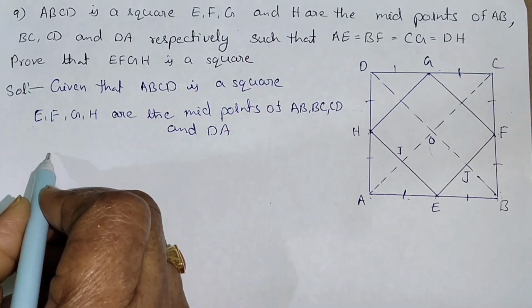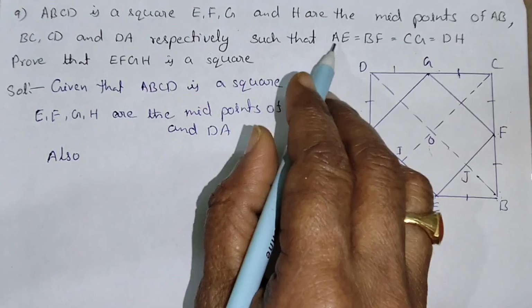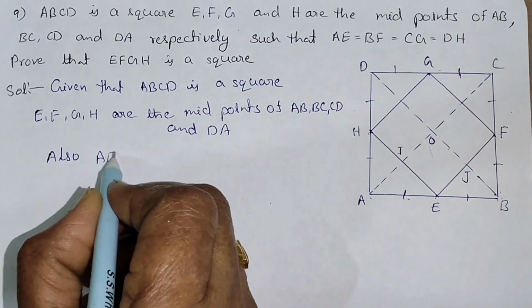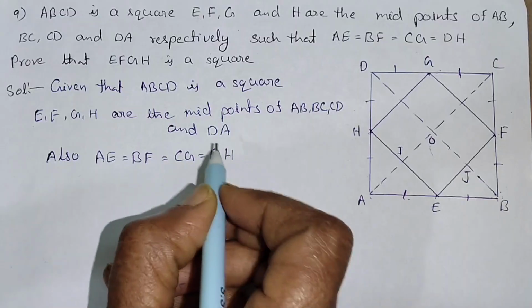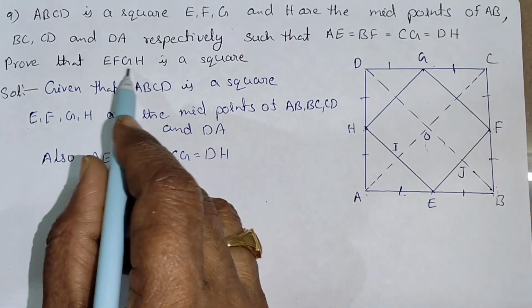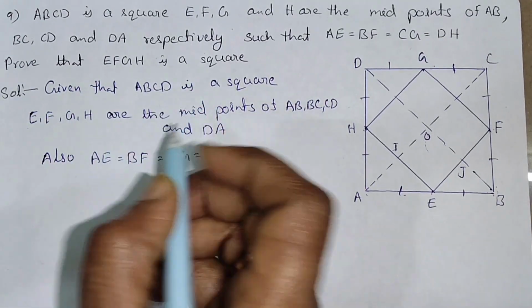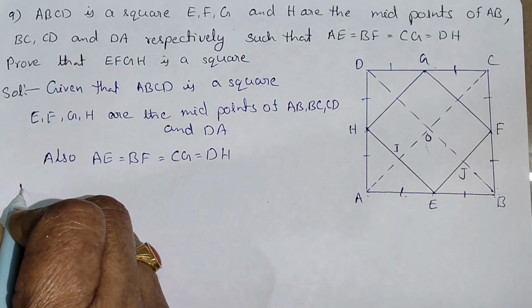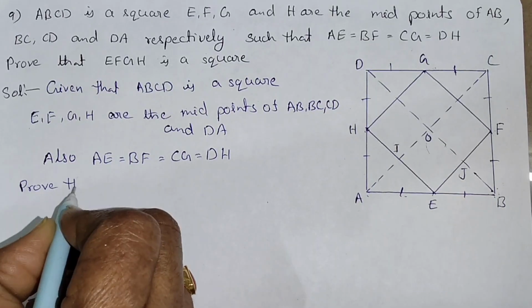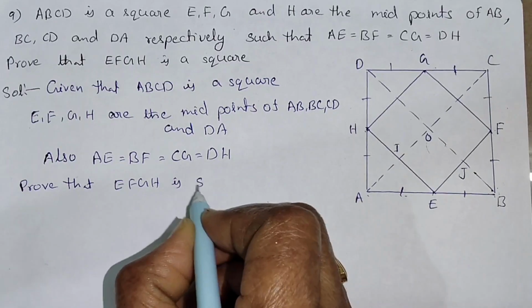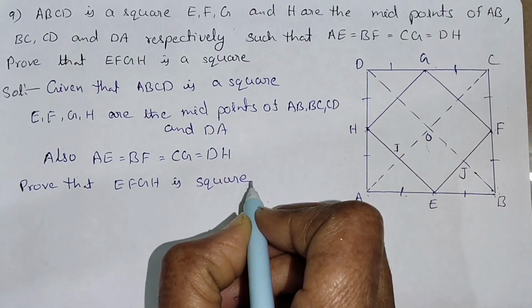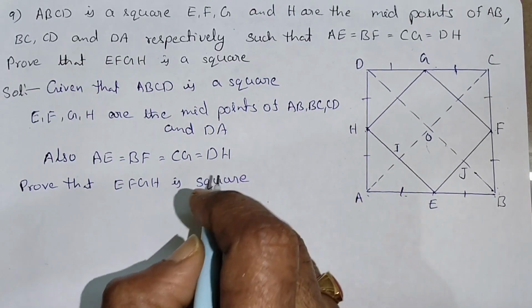Also AE equal to BF equal to CG equal to DH. So now we prove that EFGH is a square. We prove that EFGH is a square.